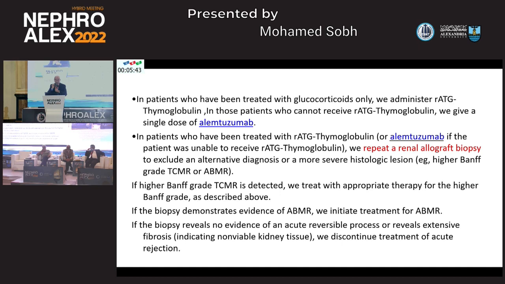In patients who have been treated by ATG or alemtuzumab, what to do? You have to do a rebiopsy, since this is the most potent treatment you have in your hand. Do a biopsy to exclude an alternative diagnosis or a more severe histologic lesion. You treated it as Banff 1A, and it is now Banff 2 or 3, so you give more potent treatment. Or it came back as antibody-mediated rejection, or mixed rejection. So you have to switch to treatment for antibody-mediated rejection, which I'm going to explain now.